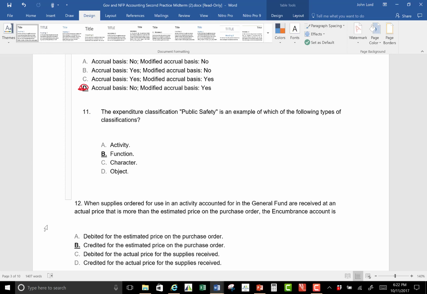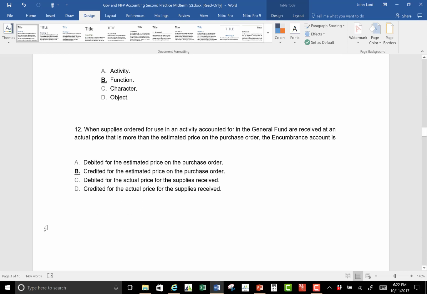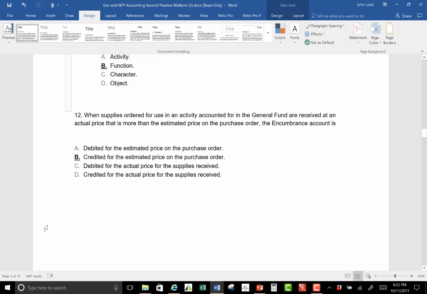Okay. When supplies are ordered for use in an activity accounted for in the general fund that are received at an actual price that is more than the estimated price on the purchase order, the encumbrance account is, now again, I'm of the opinion that you're better off doing these problems in a manner where you do the whole set of journal entries associated with this transaction. It makes it easier for you to understand the question and get the right answer in the long run.